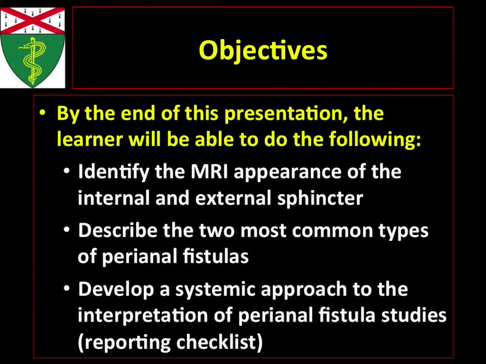So in terms of anatomy, if you're able to identify the internal and external sphincters, that would be one success. There's a whole bunch of different types of perianal fistulas that we're going to go through. If you're able to identify perhaps the two most common, and recite them at the end of this talk, I think that would be a good thing to achieve. And finally, we're going to go through a systematic approach to how to interpret these studies, and by that I mean we're going to have a reporting checklist. If you have an idea of how to go through these cases with that reporting checklist, that would be amazing as well.